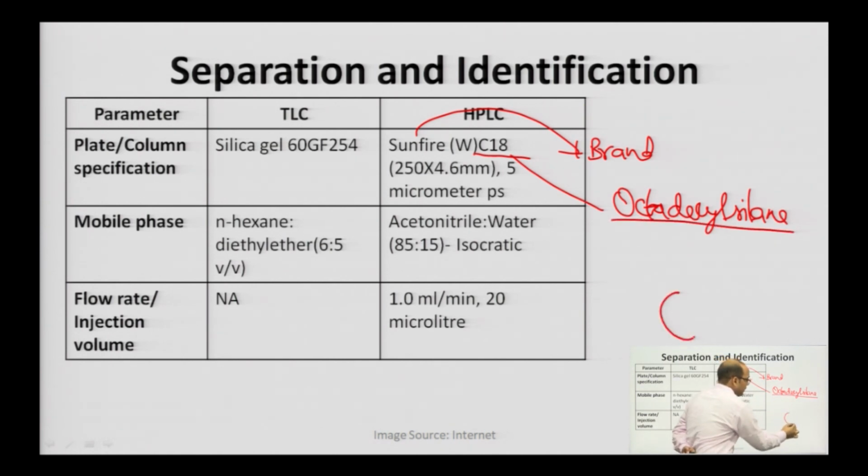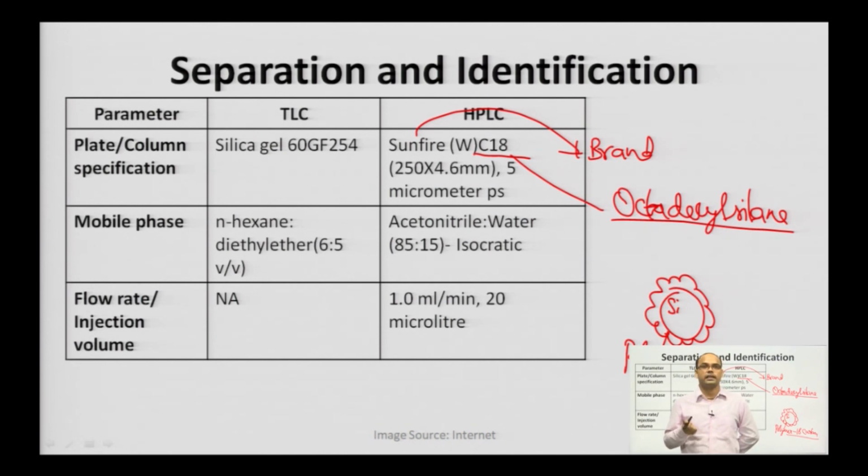There is a silica particle packing, and this is coated with the polymer. This polymer is having 18 carbon atoms in its structure. So, that is why we termed the column as C18 column. We have used the C18 column, and we have packed our column using silica gel which is coated with C18 polymer.